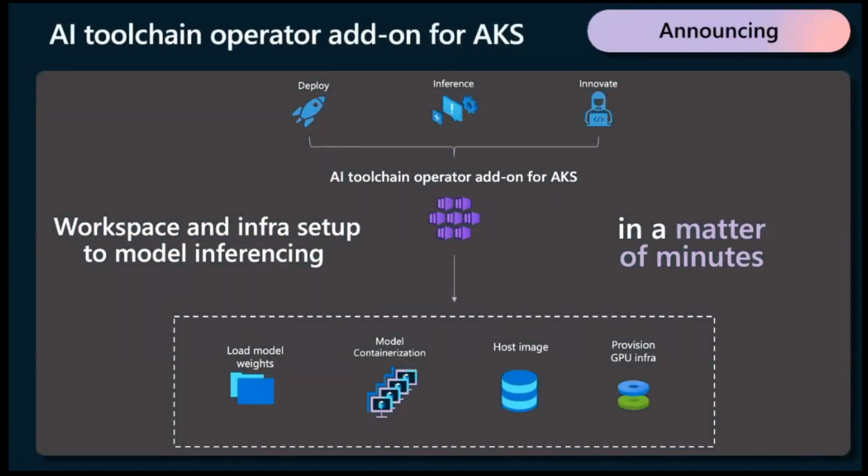The AI toolchain operator for AKS actually handles a lot of that for you. It's based on a custom resource definition for this concept of a workspace. And it gives you the ability to use a custom resource definition to tell the cluster, look, this is the type of GPU I want to use, and I want to use internal hosting for this particular LLM model.